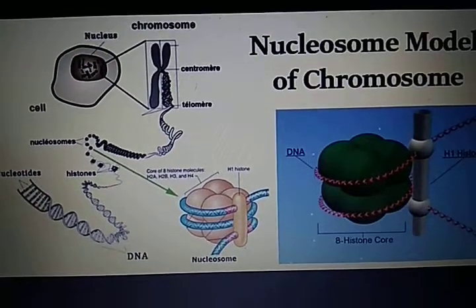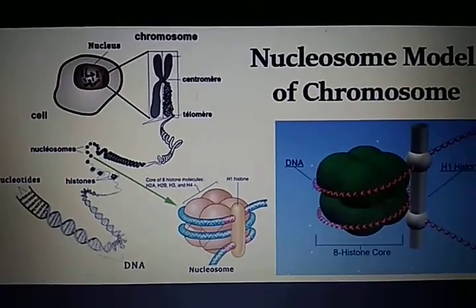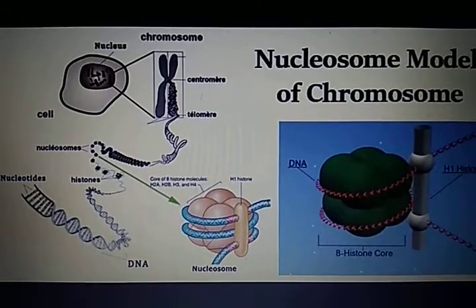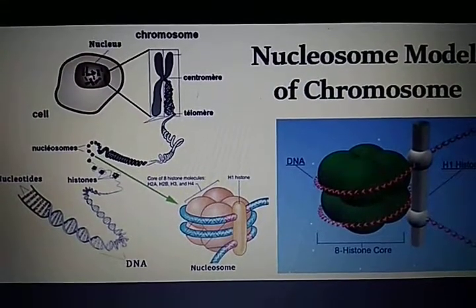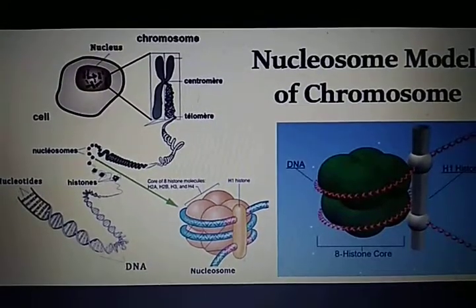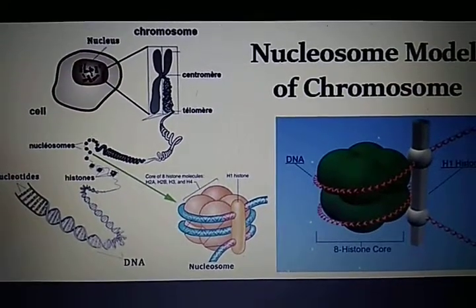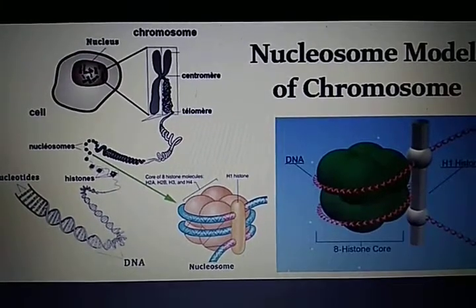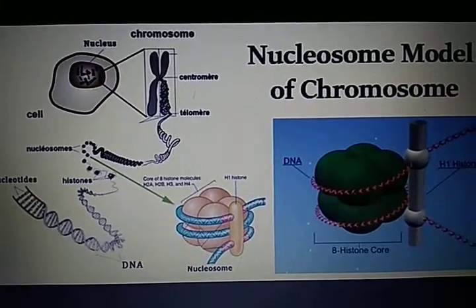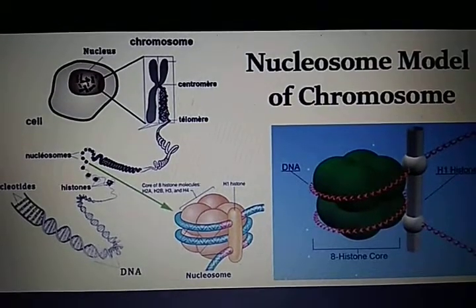Welcome all of you. In this video lecture, we are going to understand the nucleosome model of chromosomes. Several scientists have proposed their models on the organization of chromosomes, but the widely accepted one is the beads on string model, or the nucleosome model of chromosome. The nucleosome hypothesis proposed by Roger Kornberg in 1974 was a paradigm shift for understanding eukaryotic gene expression.